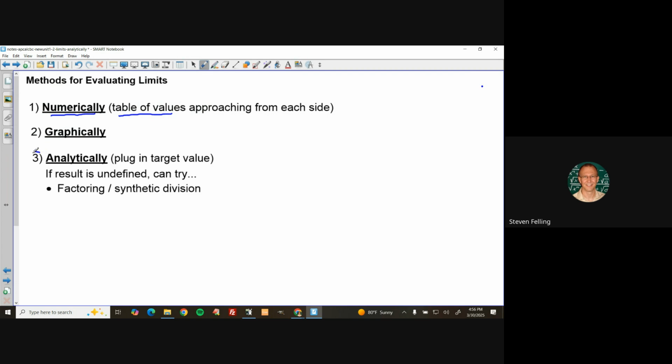But most frequently we try this because it's the most computationally efficient, by literally plugging in the target value. If the result is defined when you do that, you get a finite number, then that is the limit, because that means the function's well behaved enough that plugging in from the left and the right would give that same value. But if the result is undefined, specifically if you're dividing by 0, you can try either factoring or synthetic division to enable factoring, to get the offending part of the denominator that's going to 0 to factor and cancel out, so you can successfully plug in.